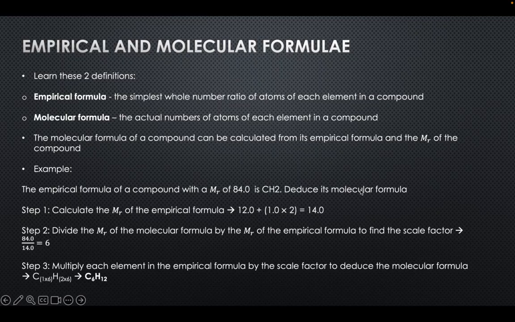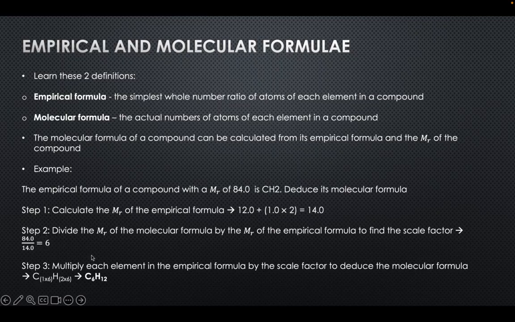Deduce its molecular formula. So for step 1, we're going to be calculating the Mr of the empirical formula, which is sometimes called the relative empirical mass. So we're just going to do 12 plus 2 times 1, which gives us 14, right? The second step is we're going to work out a scale factor, and to do that, we're going to divide the Mr of the actual molecule by the relative empirical mass, okay? So 84 divided by 14 gives us 6. So 6 is our scale factor.